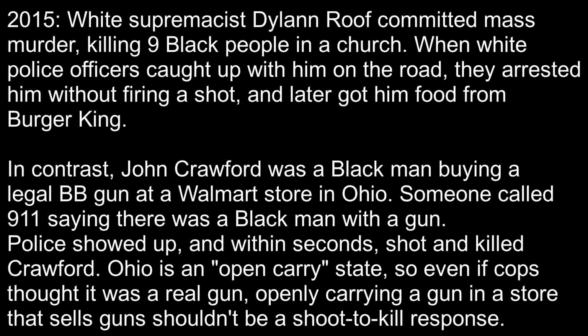In 2015, white supremacist Dylan Roof committed mass murder, killing 9 black people in a church. When white police officers caught up with him on the road, they arrested him without firing a single shot, and later got him food from Burger King. By contrast, John Crawford was a black man buying a legal BB gun at a Walmart store in Ohio.